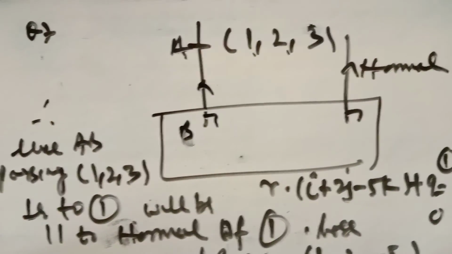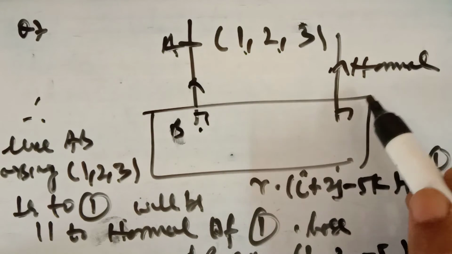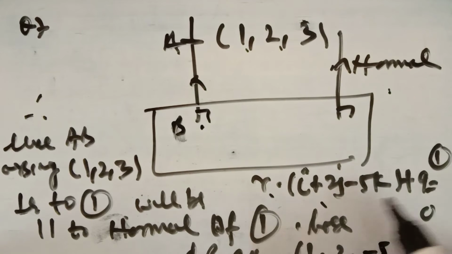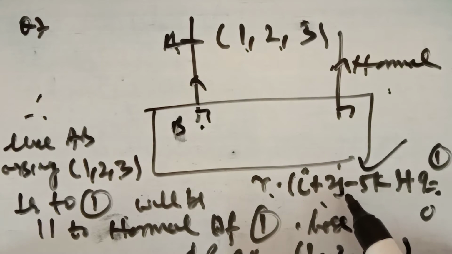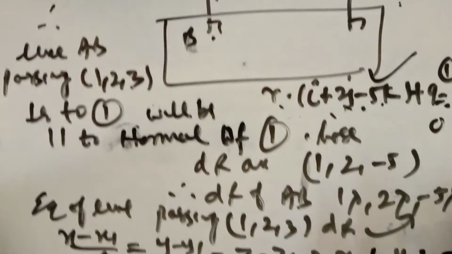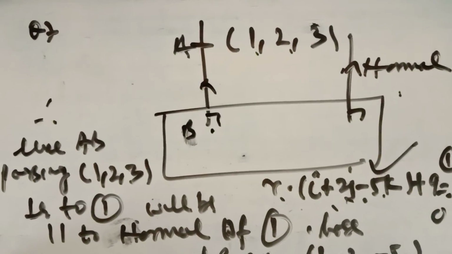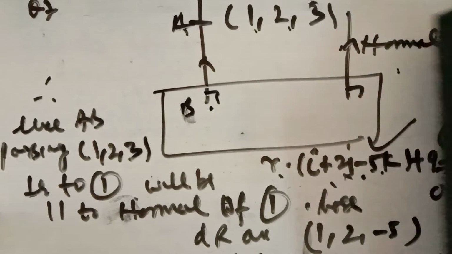to this plane. So when a line is perpendicular to the plane, it will be parallel to the normal to the plane, and r dot n cap is equal to d. This will be the normal vector to this plane and whose direction ratio is 1, 2 and minus 5. So direction ratios will be proportional. So by drawing the figure according to the question, we'll get a good concept of how to solve this question.